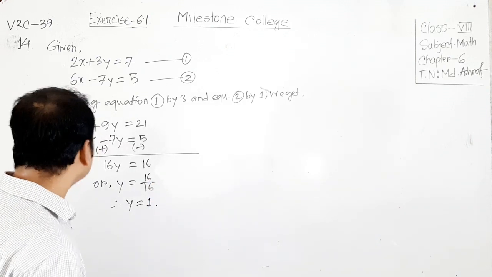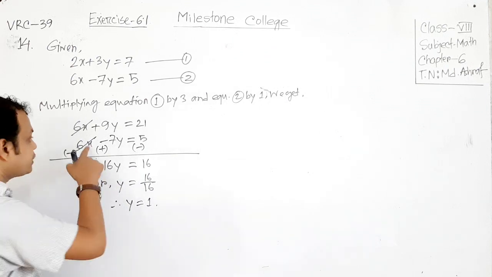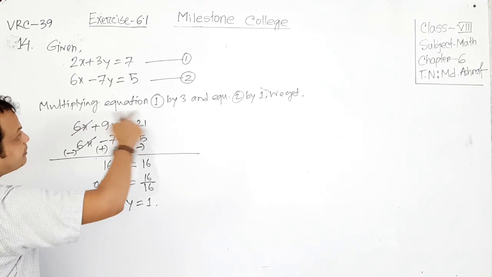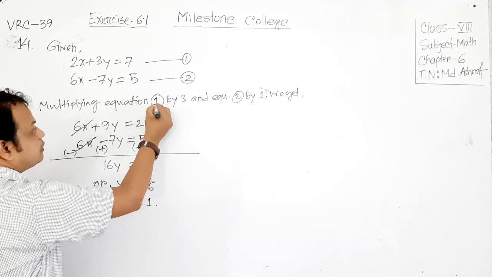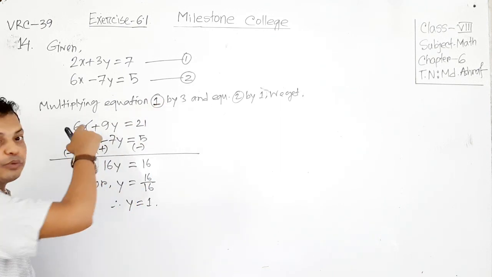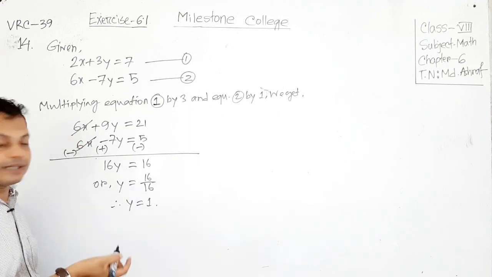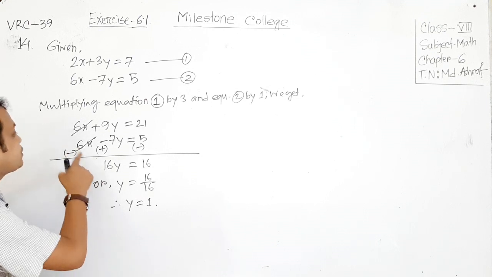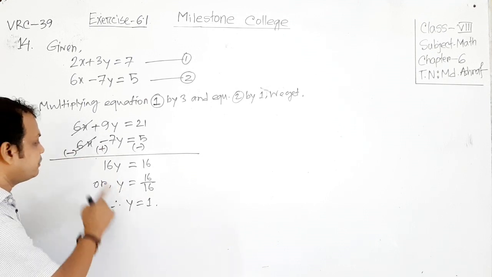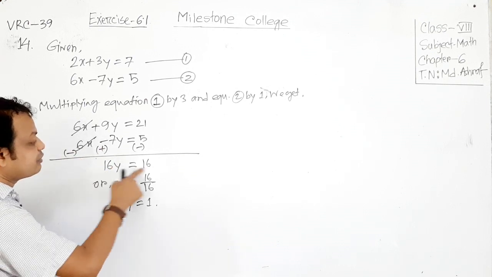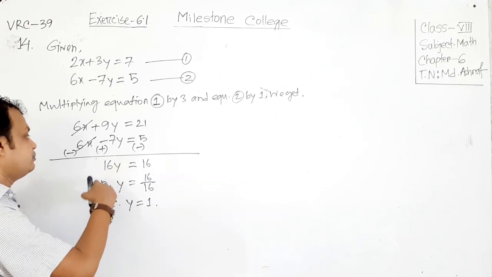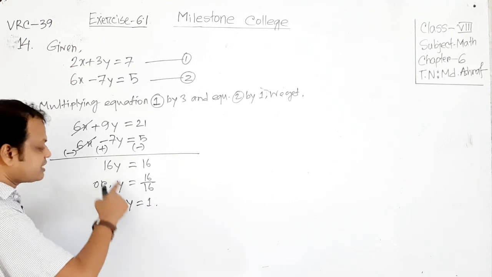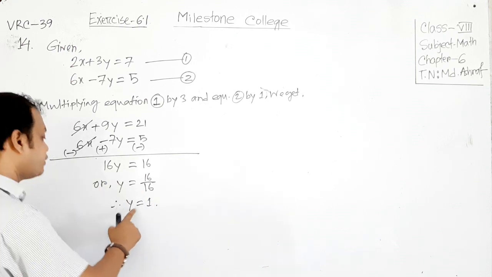Now, this is the elimination method. Here we have eliminated x. So for eliminating x, we have to follow another step. At first we have to make the coefficient of the variable the same. Then if there is the same sign, in that case we have to subtract. So after eliminating, we have got 16y equals 16. Now, the same way we follow for solving simple equations, we have got the value of y.